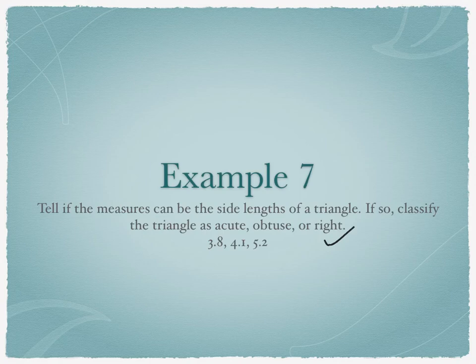So what is our A going to be? 3.8? So 3.8 squared. What's our B? 4.1 squared. And what's our C? 5.2 squared. How did we know 5.2 is going to be our C? Because it's the largest.